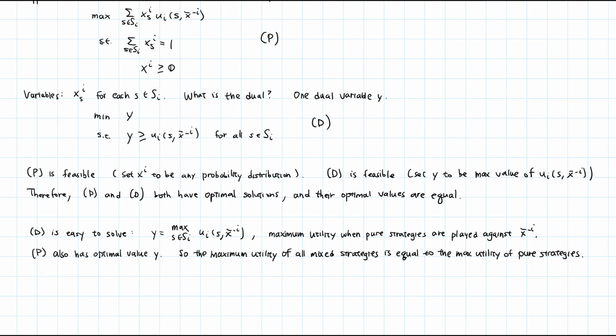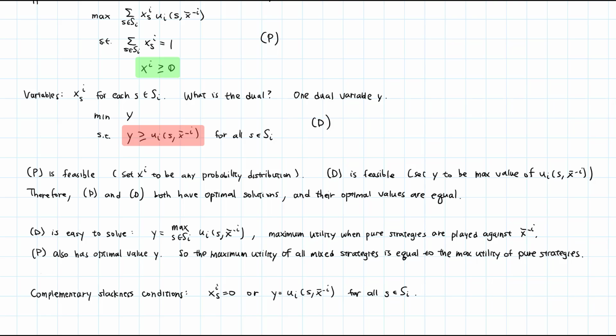Now let's look at another one of your favorite things from linear programming, which are the complementary slackness conditions. So, what are the complementary slackness conditions here? The CS conditions are x_Si is equal to 0 or y is equal to u_i of S, x bar minus i, for all the strategies S for player i. Equivalently, this means that x_Si is greater than 0 implies y is equal to u_i of S, x bar minus i.